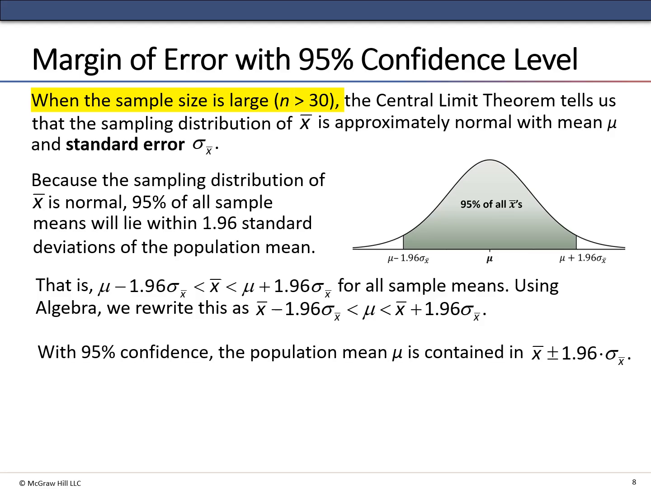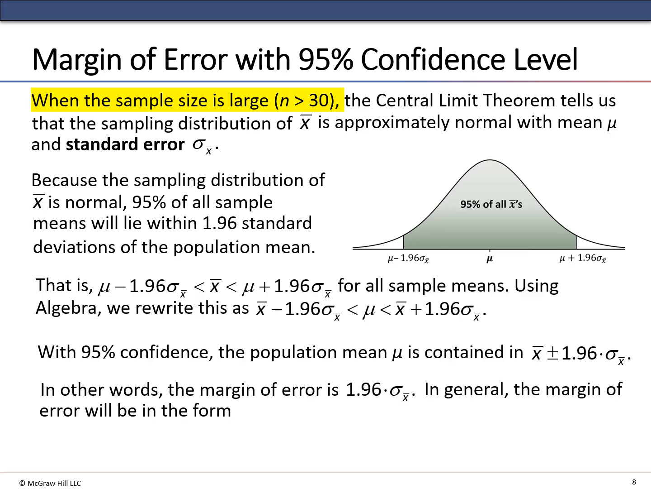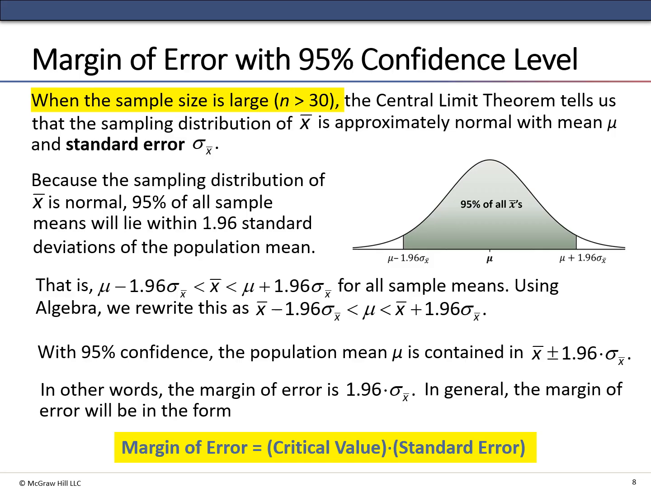With 95% confidence, the population mean is contained in x bar plus or minus 1.96 times the standard deviation of x bar. And again, that means the margin of error is 1.96 times the standard deviation. In general, the margin of error will be in the form of the critical value, that was the 1.96, and the critical value is based upon what confidence level we want.